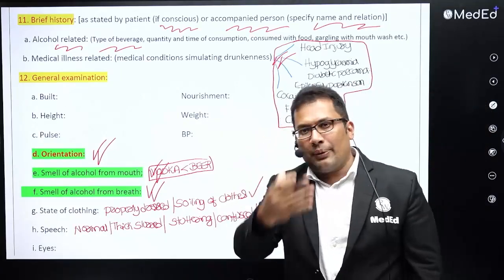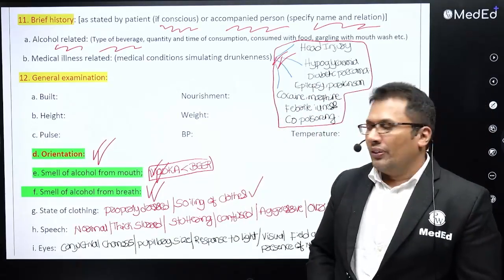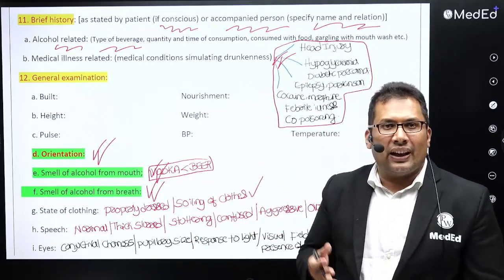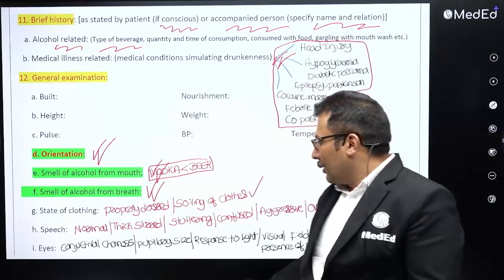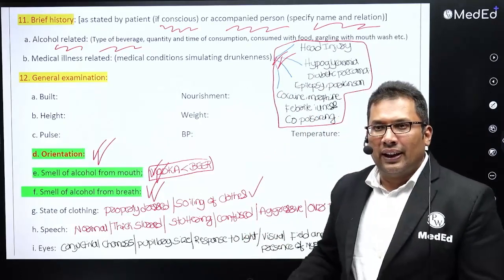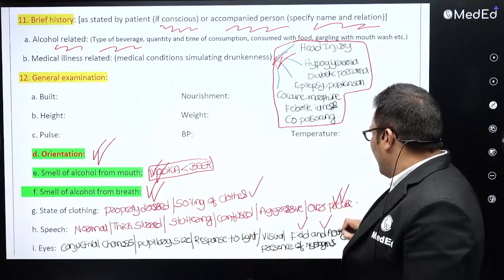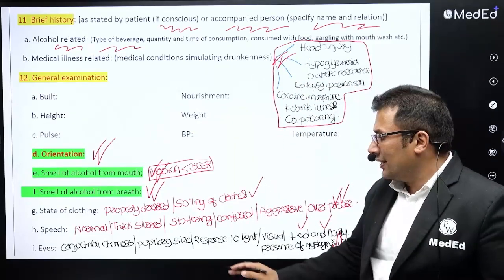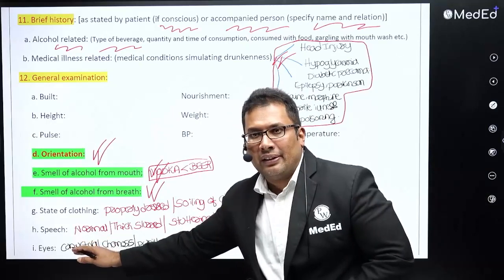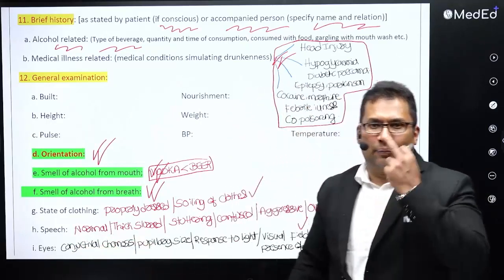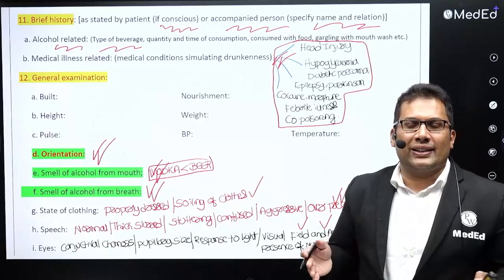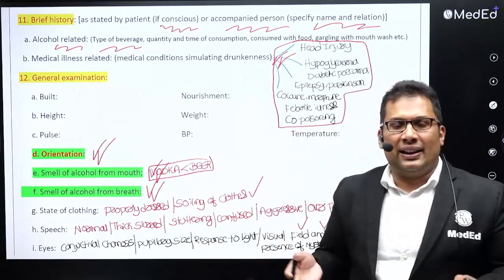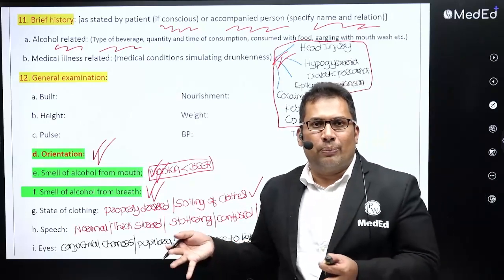Then eye examination, that is, whether there is conjunctival chemosis, pupillary size, dilated, contracted, normal, response to light, then visual field and visual acuity, and also test for nystagmus. So, this is one important part of examination. This can be asked in your exam. The presence of alcohol gaze nystagmus, horizontal nystagmus. That is seen at around 80 milligram percentage of blood alcohol level.